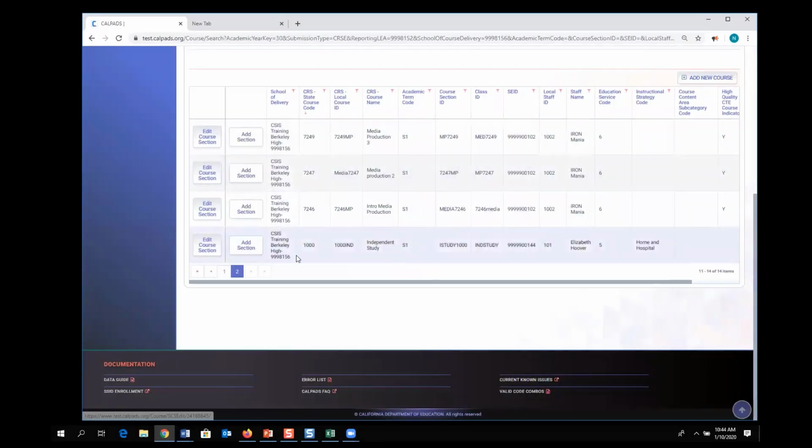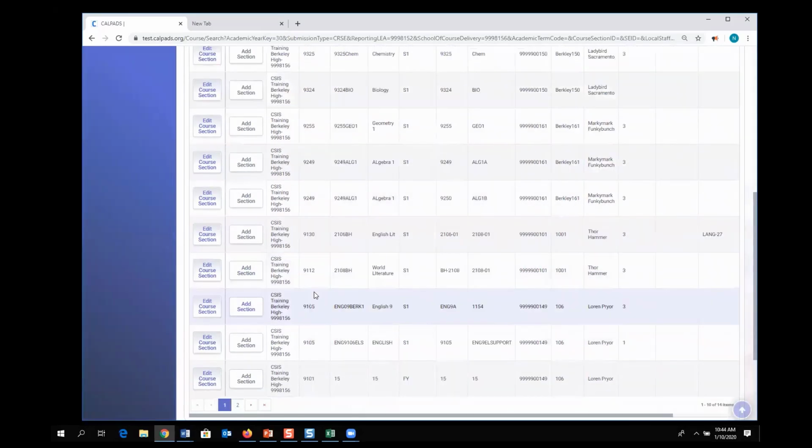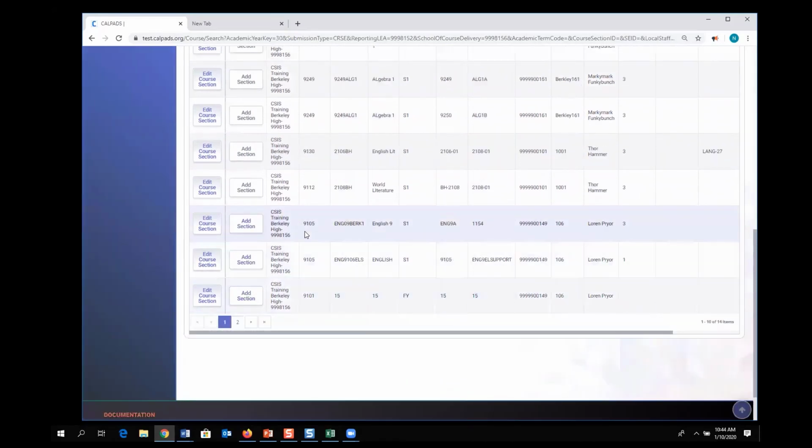Now we have an independent study course, and there are 2 ways to report independent study. You can opt to report course code 1000. Say it's a self-contained course, multiple subjects are taught in the single course and reported as such. The preferable way, especially for secondary level courses, would be to report them as departmentalized, representing each section, each topic individually.